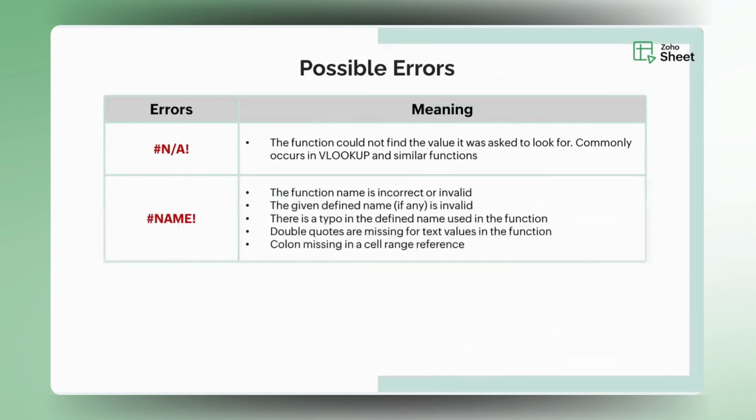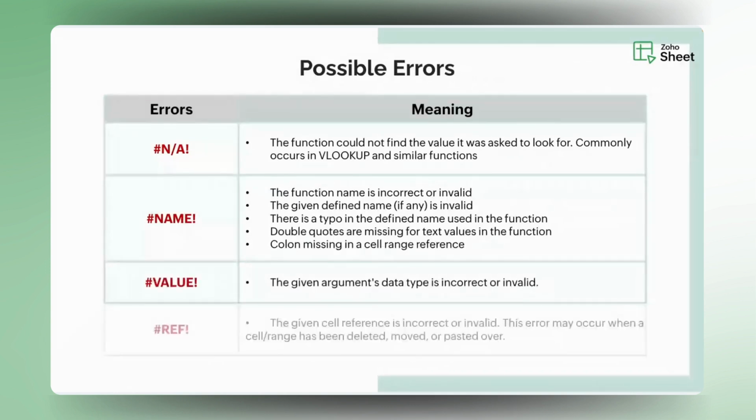And next we have the #VALUE! error. You will see this error when the data type of an argument is incorrect, like trying to use a text in a range where a number is expected. And last, we have the #REF! error. So this error pops up when the cell reference is invalid, perhaps due to a deleted or moved or overwritten range.